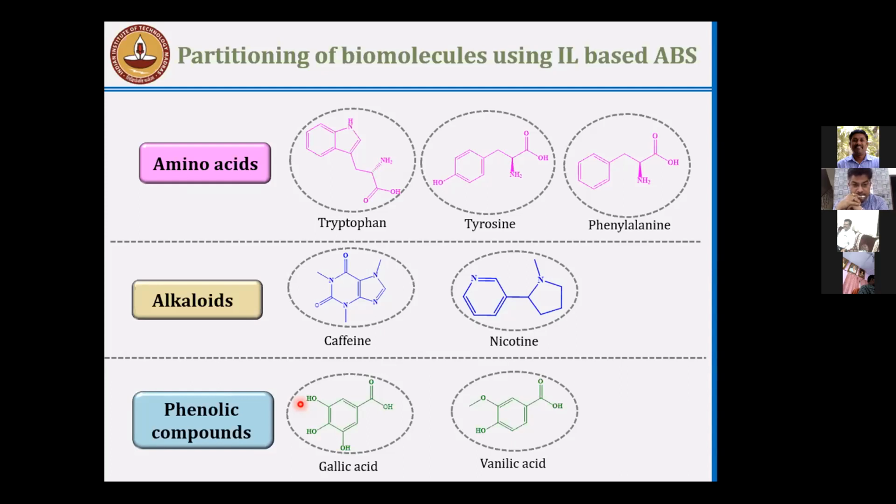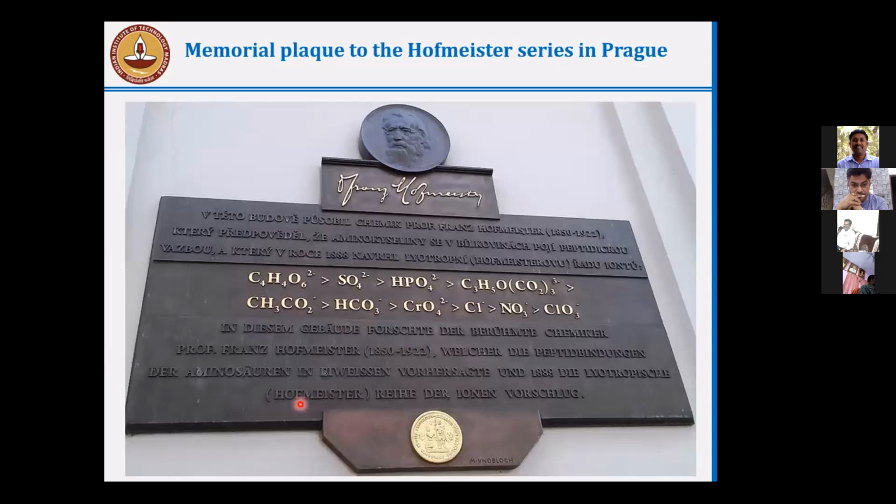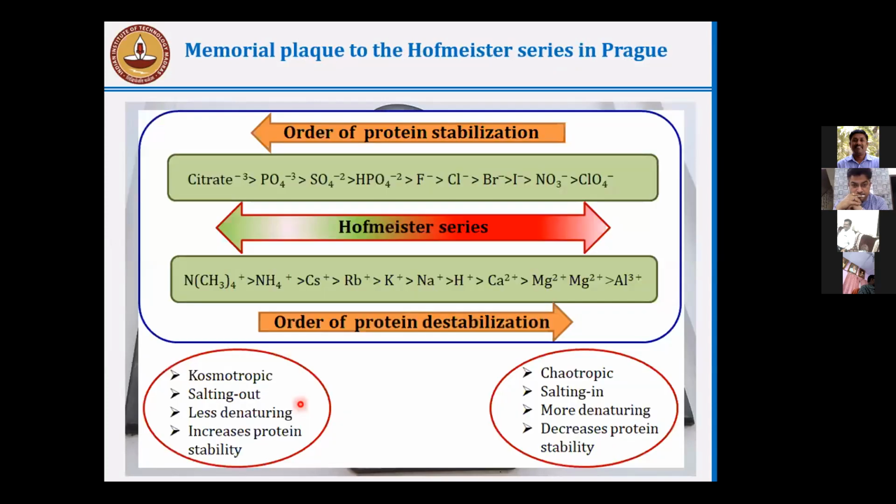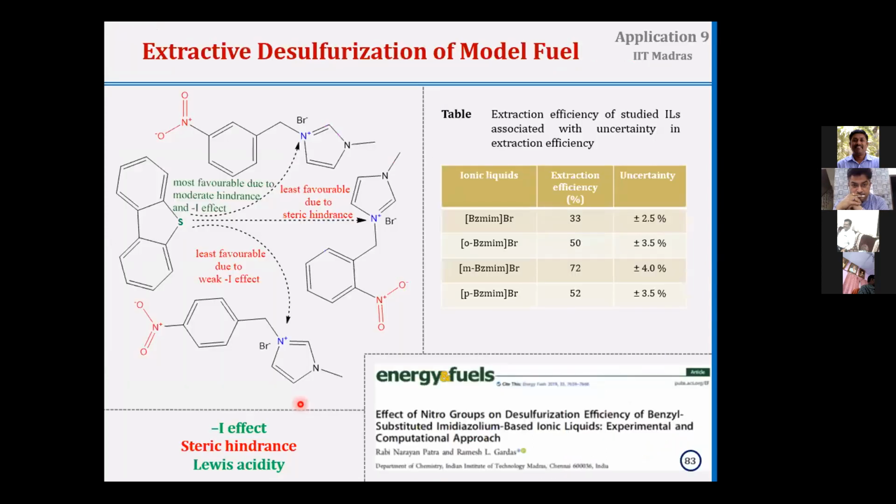And we believe strongly that even in the real system, in the complex systems, they will possess the same kind of nature and be helpful. And this follows the Hofmeister series, which was initially developed for proteins, but the same thing is observed here. We are also working on desulfurization of diesel, not the real fluid, but a model fluid, with dodecane predominant.